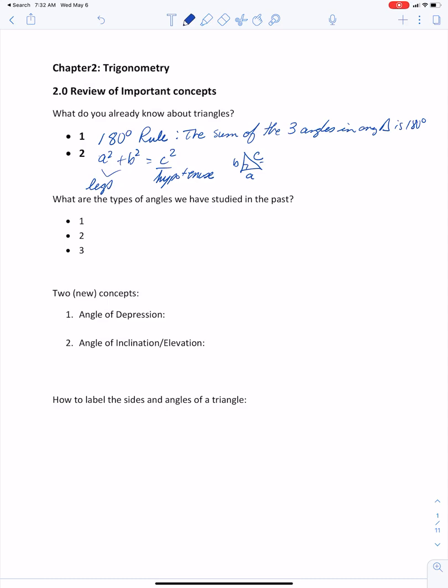All right, so types of angles that we've looked at. We just talked about a right angle in a right triangle. A right angle is shown by a little square in the angle, and it means 90 degrees. And then in this triangle up here, I have two angles that are less than 90 degrees, and those are called acute, less than 90, and then of course obtuse, which are larger than 90 degrees, bigger than 90.